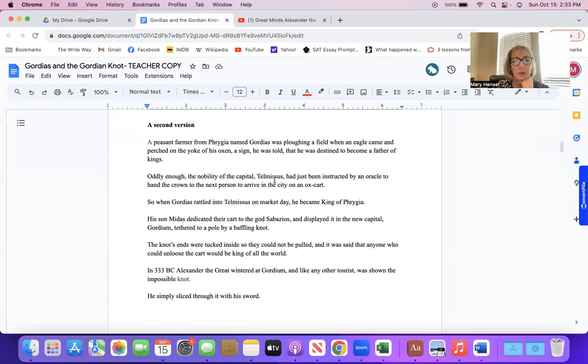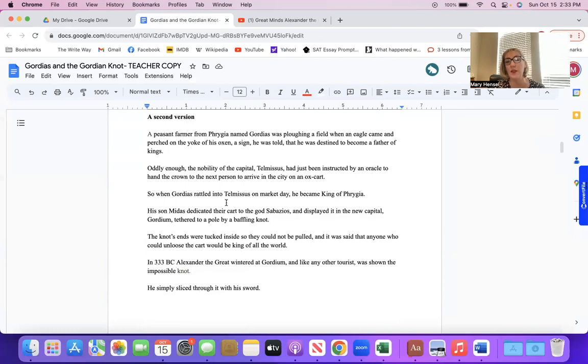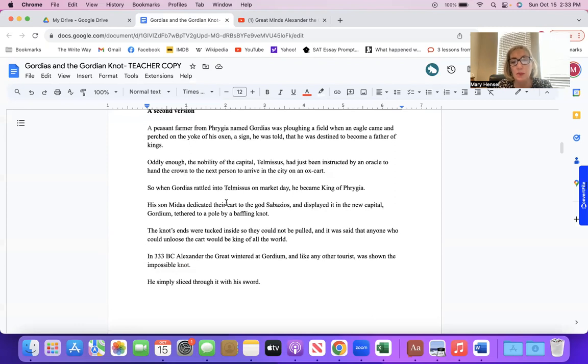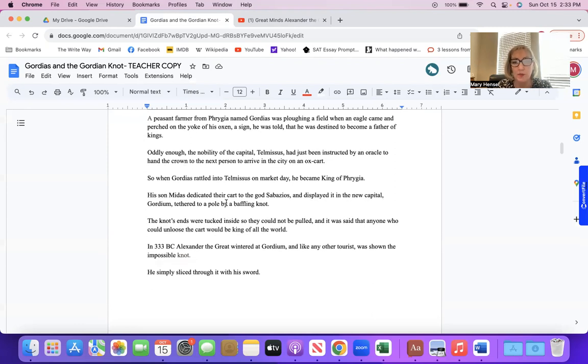A peasant farmer from Frisia named Gordias was plowing a field when an eagle came and perched on the yoke of his oxen, a sign, he was told, that he was destined to become a father of kings. Oddly enough, the nobility of the capital, Telmasis, had just been instructed by an oracle to hand the crown to the next person to arrive in the city on an ox cart. So when Gordias rattled into Telmasis on market day, he became king of Frisia.